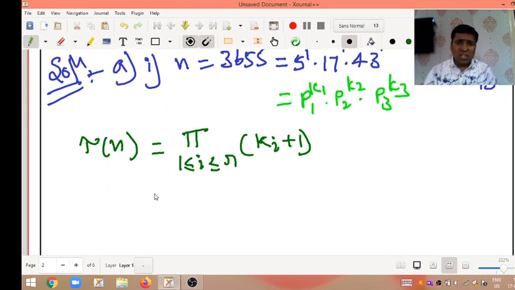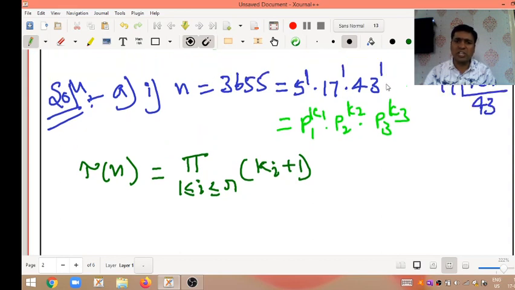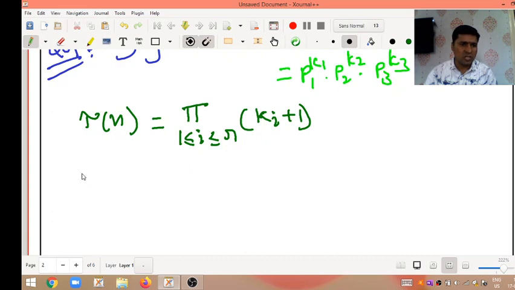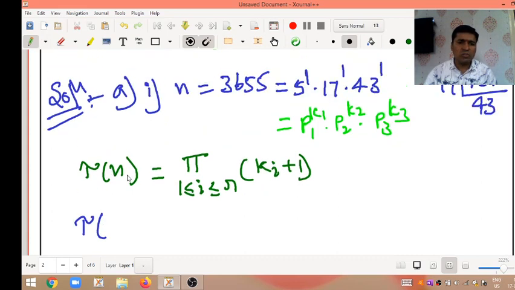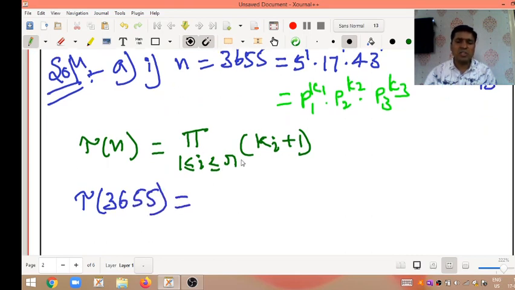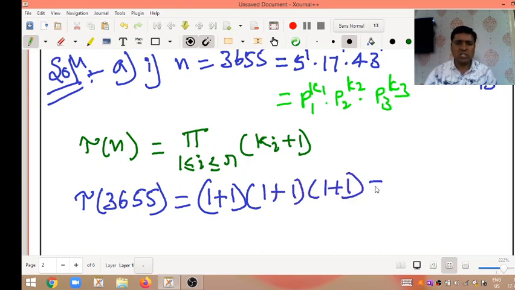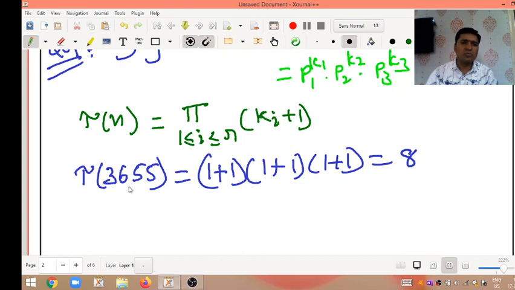So that's why here the primes have exponents k1 = 1, k2 = 1, k3 = 1. So that's why this is a product. So τ of the given integer 3655, my dear students, by expanding: (k1 + 1) into (k2 + 1) into (k3 + 1), that is (1 + 1)(1 + 1)(1 + 1). So 2 into 2 into 2, 2 cubed, that is equal to 8, my dear students. Okay, τ(3655) is equal to 8. That is τ(n) value.